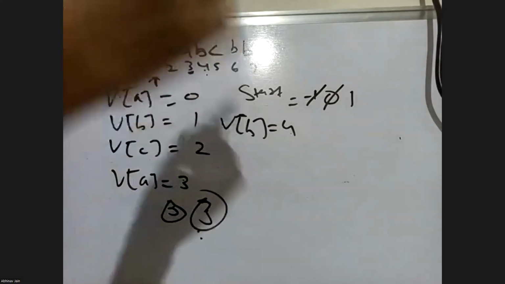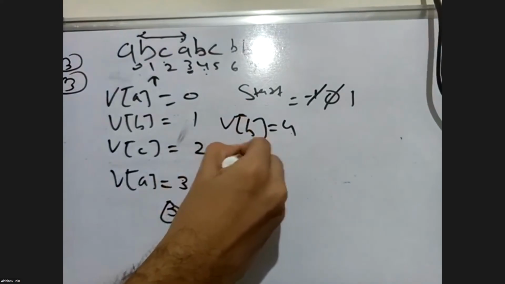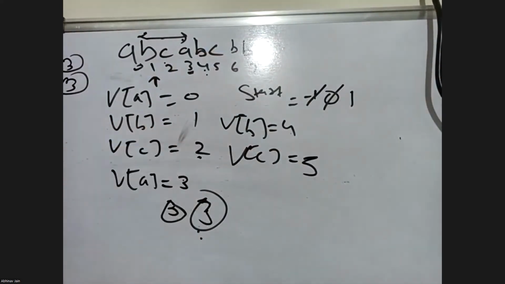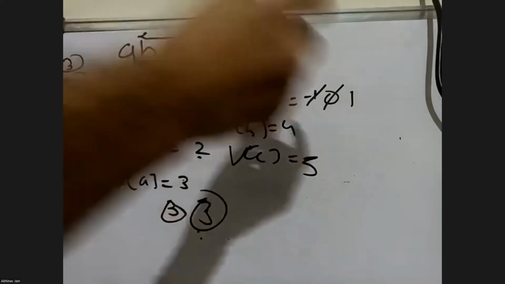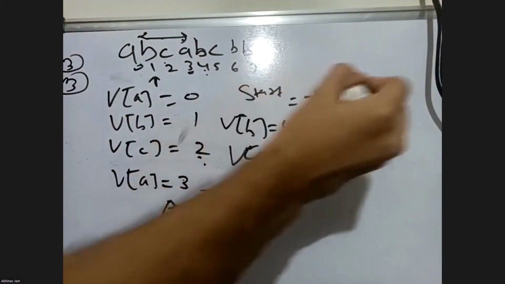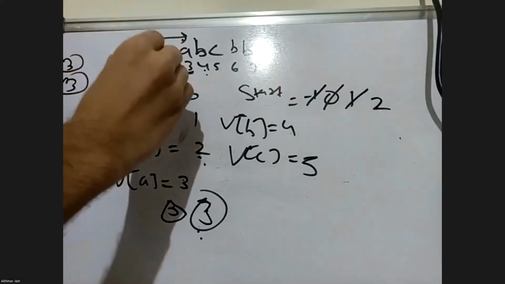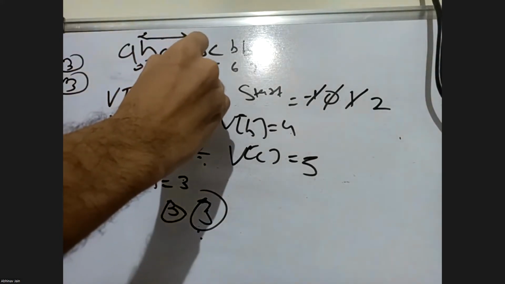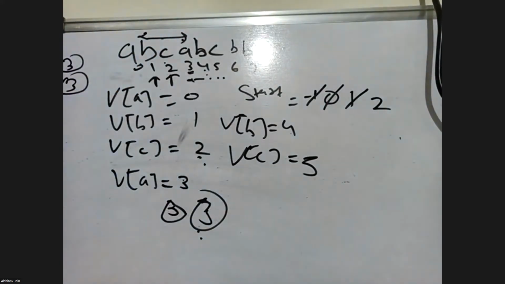Now again, let's go through this again. So v of c, what is it? 5. But what was it before? It was 2. So it will again trigger our if condition. So now start will become 2. So now start is pointing here. And when we iterate to the next cases, it will be looking at where it goes.